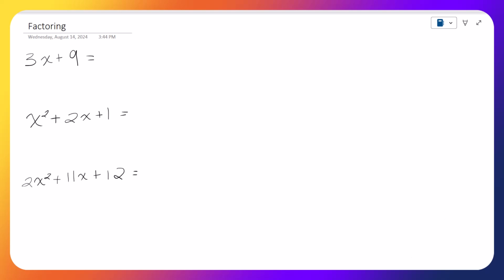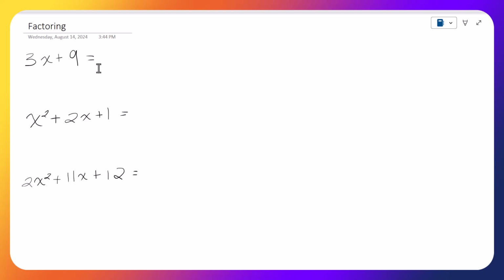Okay, now we're going to look a little bit into factoring. This isn't everything you need to know for factoring, but these things will come up a lot. There's a little bit more you need to know, but this will do for now. So first one, we just have this linear expression, 3x plus 9. We want to factor this. We're just looking for the greatest common factor.